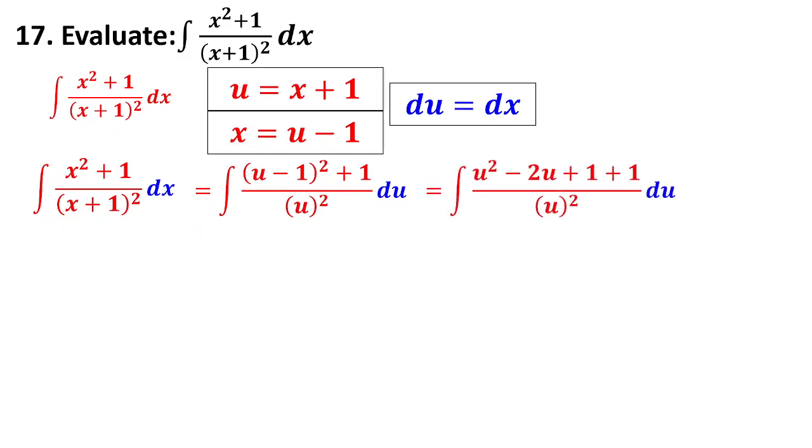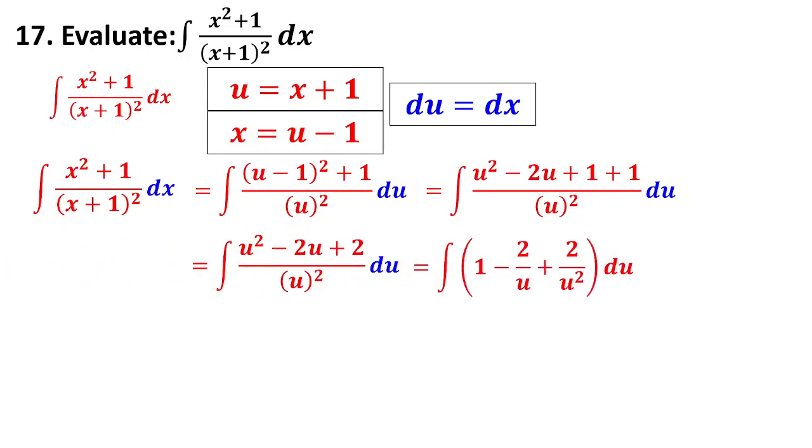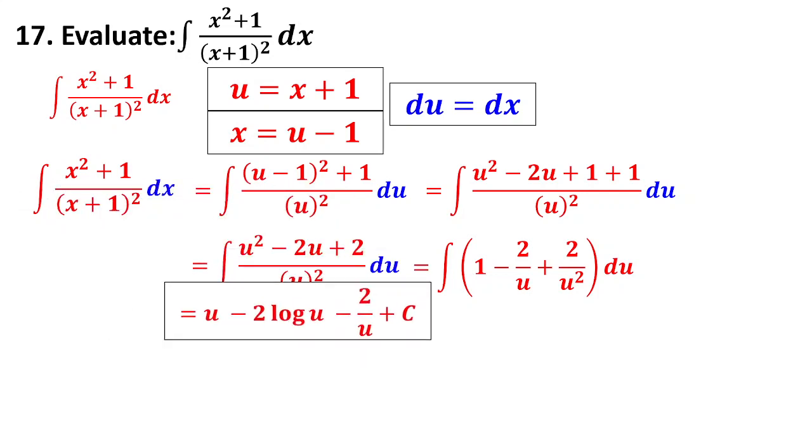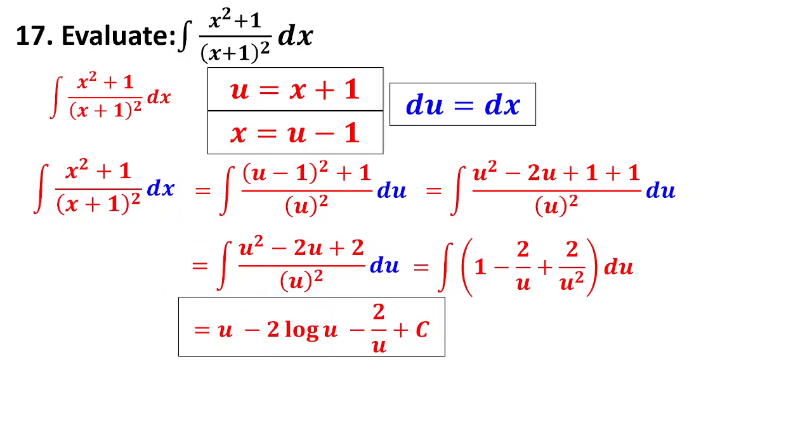And numerator is u square minus 2u plus 1 plus 1. Numerator is becoming u square minus 2u plus 2 by u square. Then split the integral. U square by u square is 1. Minus 2u by u square is minus 2 by u plus 2 by u square. Now do the integration directly.